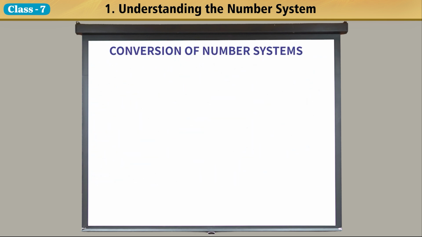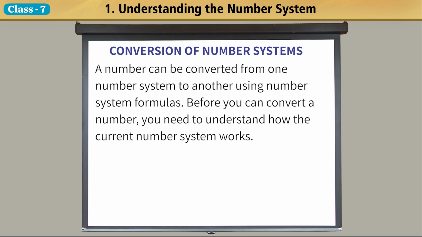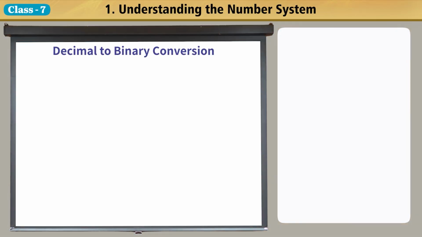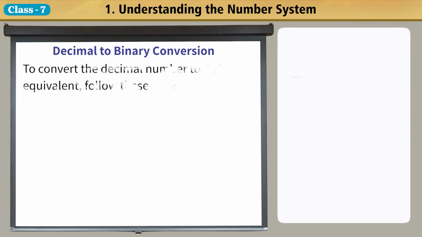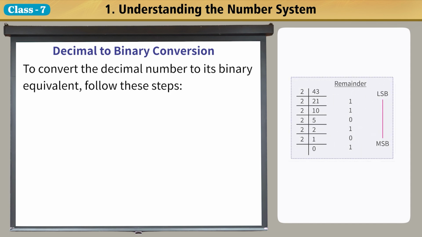Conversion of number systems. A number can be converted from one number system to another using number system formulas. Before you can convert a number, you need to understand how the current number system works. Decimal to binary conversion. To convert the decimal number to its binary equivalent, follow these steps.